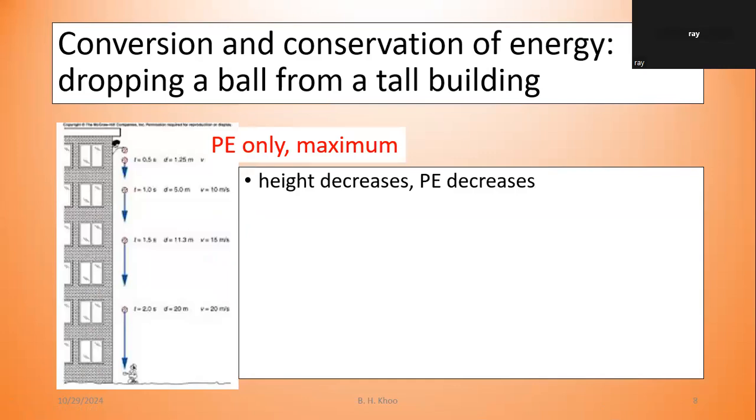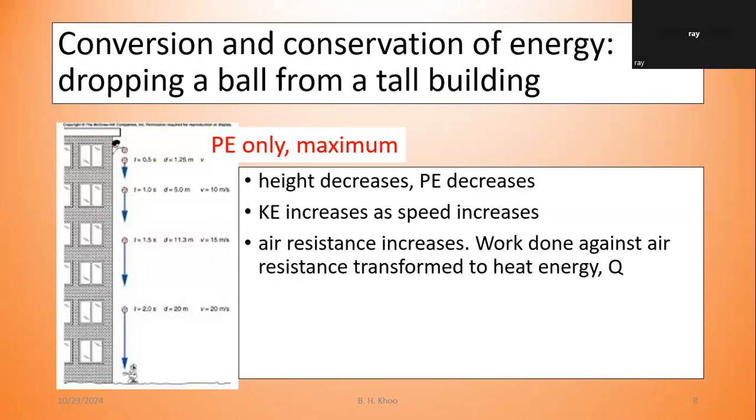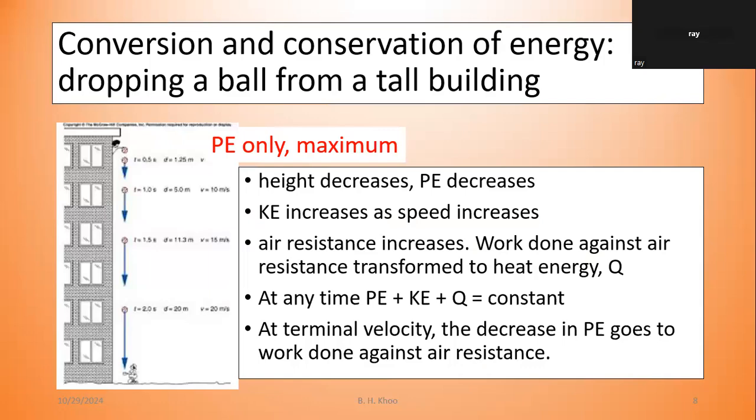Right? Height decreases, potential energy decreases, speed increases, kinetic energy increases. Air resistance also increases because the speed increases. Work done against air resistance transforms into heat energy. At any time, the equation is the same. Right? I'm just repeating the same thing.